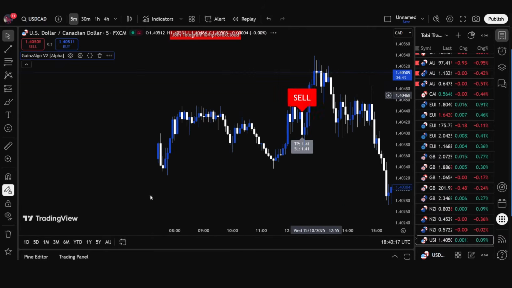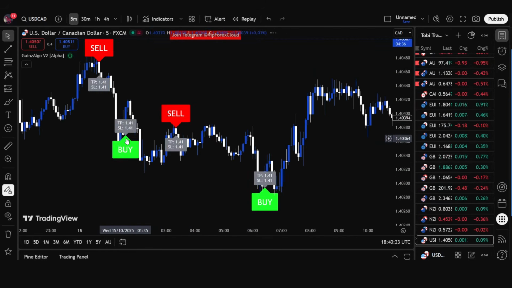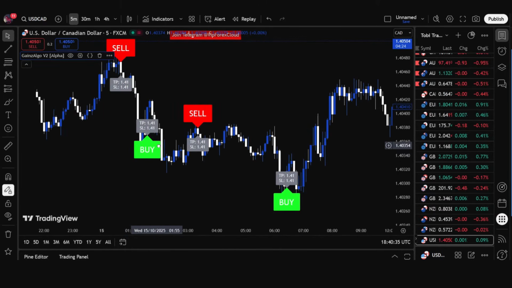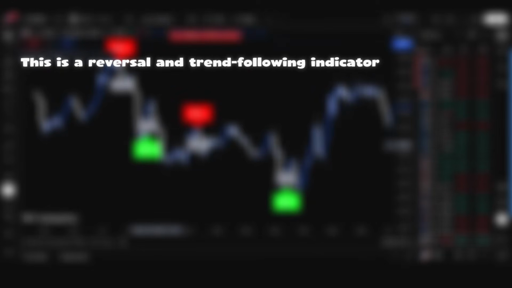On day 3, the market decided to stop playing nice. It chopped sideways like a confused crab. GainzAlgo, my infallible guide, started getting a little twitchy. A buy signal appeared. Then 10 minutes later, a sell signal flashed, cancelling it out. Then another buy. There was one thing I found out while analysing the code. What is this thing? This is a reversal and trend-following indicator.